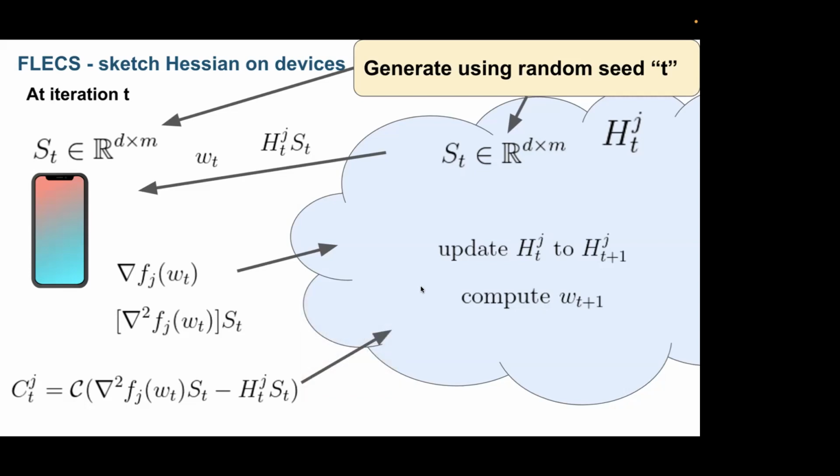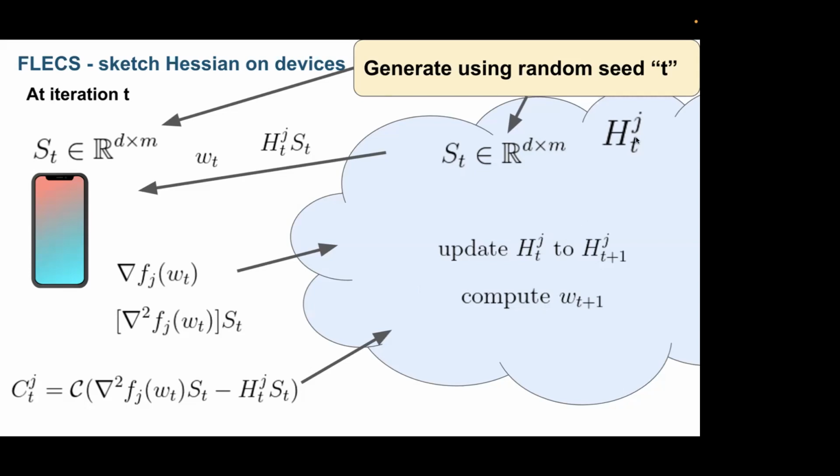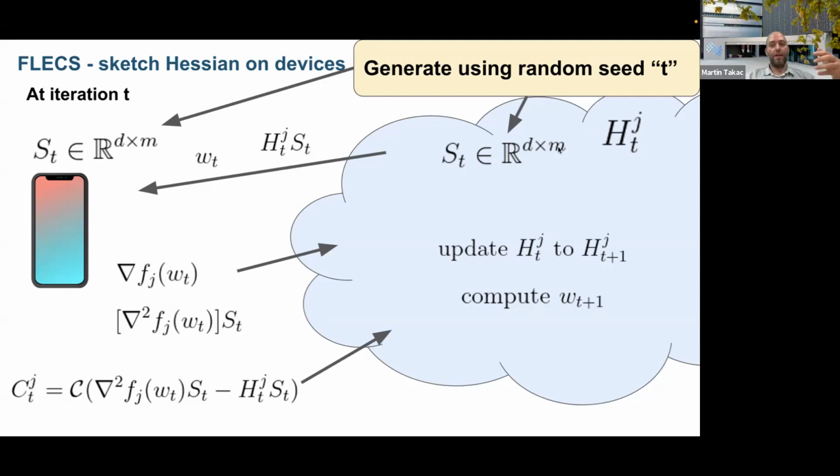If you choose M larger, this means your communication will be more expensive, because you are sketching the Hessian using more vectors. The size of the message here will be D times M: if you multiply the Hessian, which is D by D, by a D by M matrix, you get a D by M matrix. So if you choose M very large, I need to communicate much more. On the other hand, choosing larger M means I get a better estimate of the Hessian much quicker, but there is a cost because you need to communicate much more.